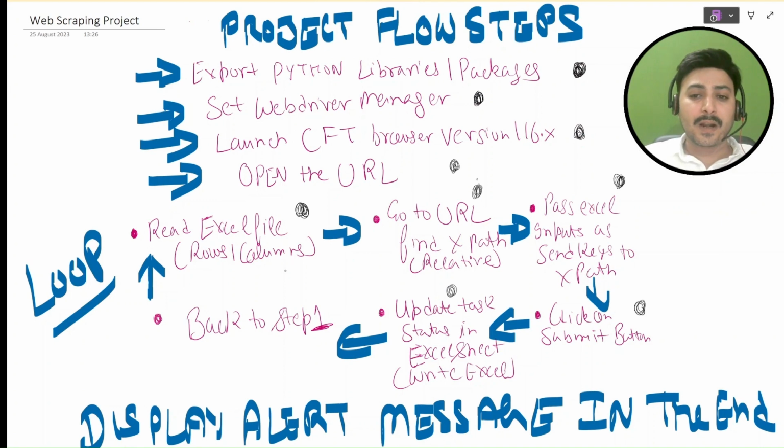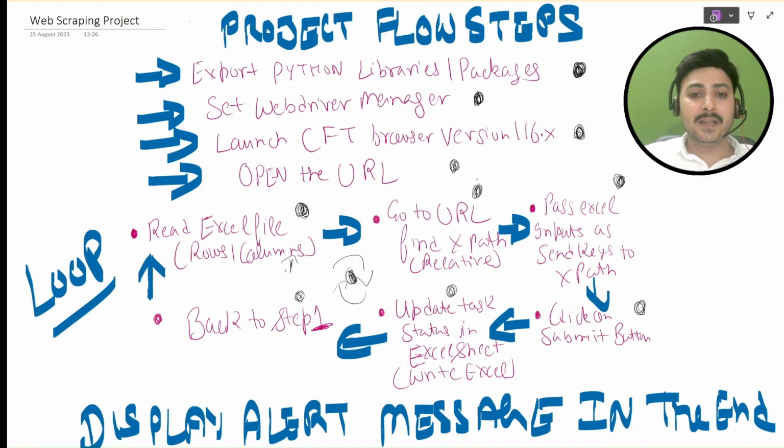So once one round is complete and the bot has clicked on the submit button, we will update the status of that particular row, that it has been completed by the bot, in the Excel sheet. So we'll write to the Excel sheet as well. We will not only read, but we will write as well. And after that, this will again go back to your step one, this one. Okay, so the entire loop is going to be within this.